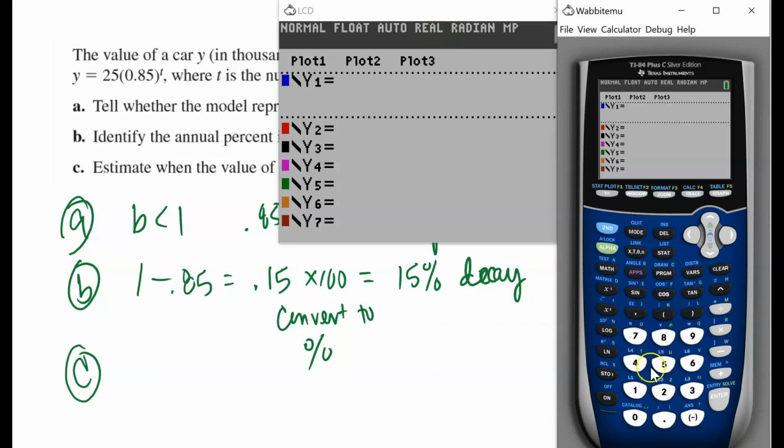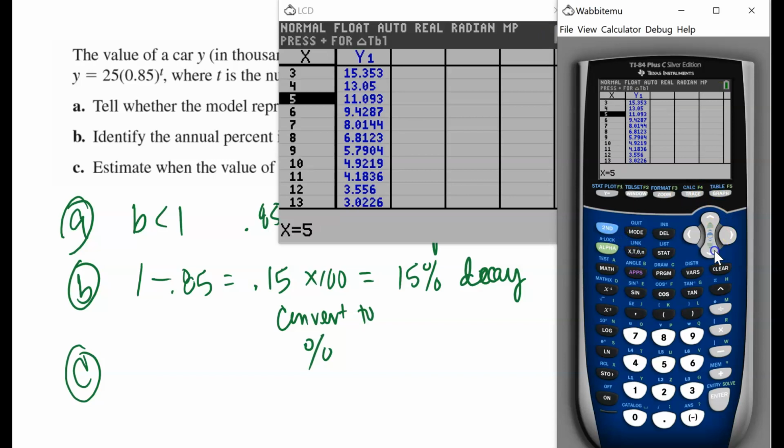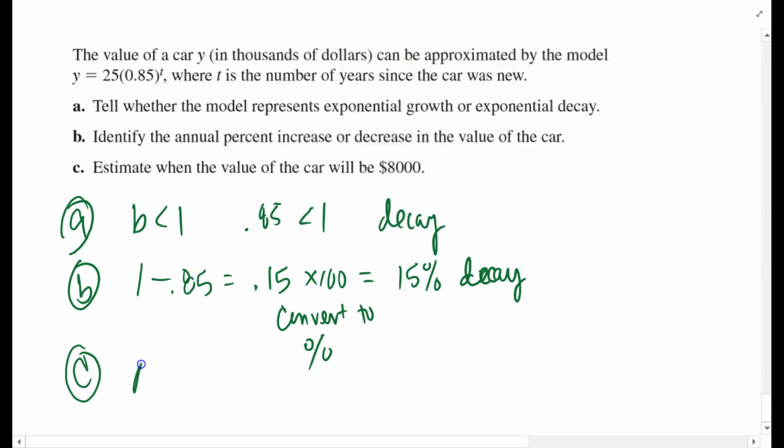So we're going to take 25, and I said 8,000, but remember our value is in thousands, so that's 25 in thousands. So we really just want to look for when it equals 8. So if we hit second graph and look at our table, we can see around 7 years. Okay, so approximately 7 years.